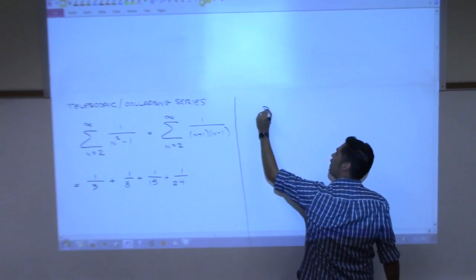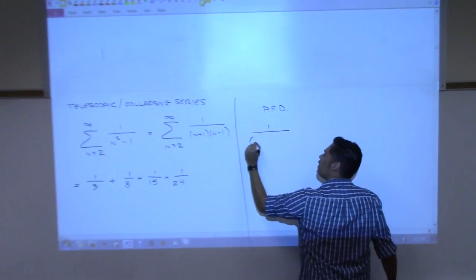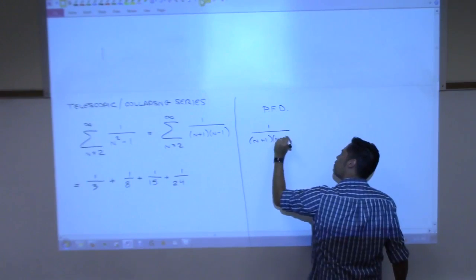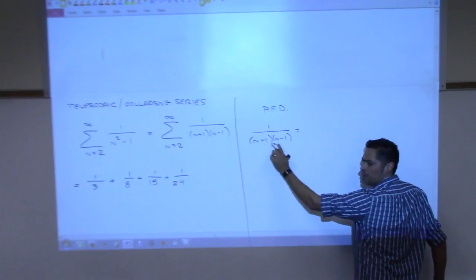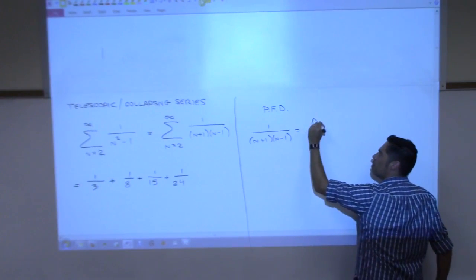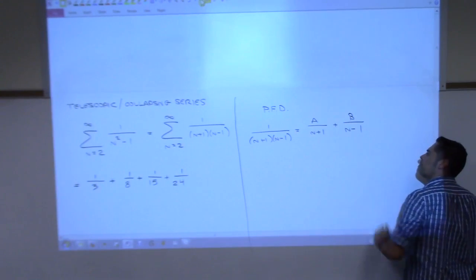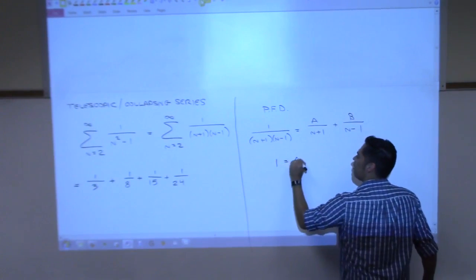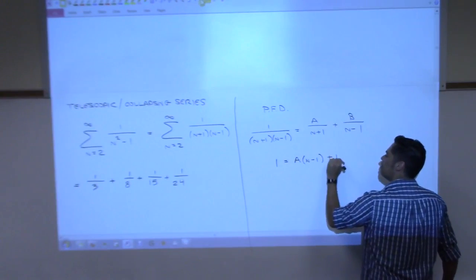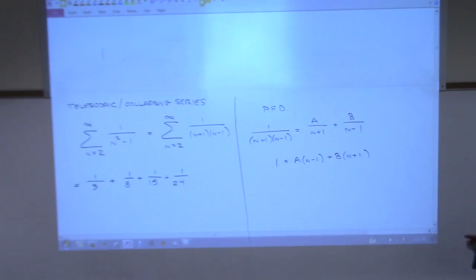So I'm going to do partial fraction decomposition. I want to turn 1 over n plus 1 times n minus 1 into, well, I have two distinct linear factors, so A over n plus 1 and B over n minus 1. And then we go about the task of figuring out what A and B are. So I go 1 is equal to A times n minus 1 plus B times n plus 1. Does this all look familiar?